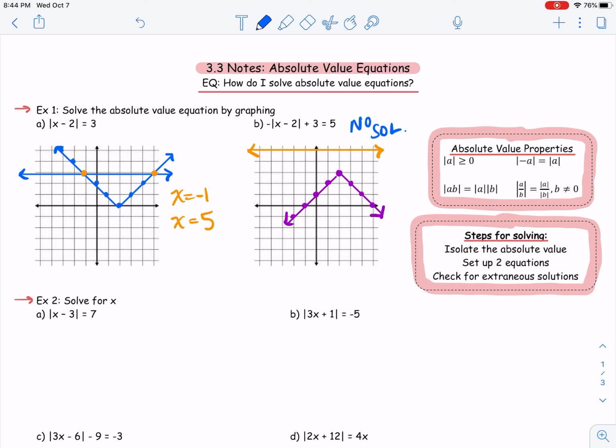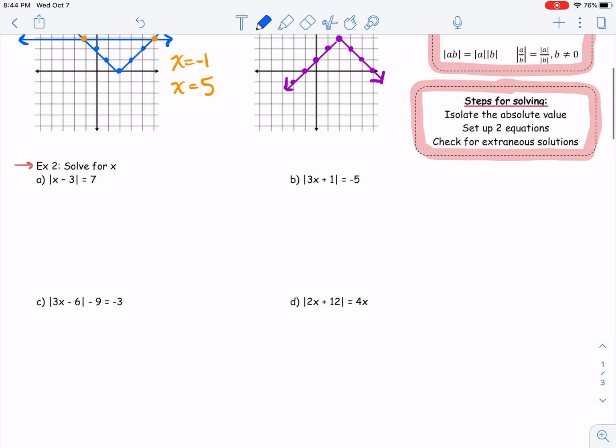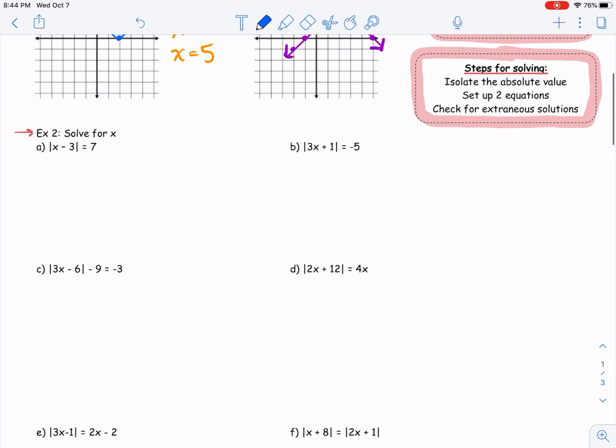Okay, so here on the right hand side, we have those absolute value properties listed again. Those are in our 3.2 notes, so you should be familiar with those properties now. But then underneath, we have the steps for actually solving algebraically, and that's what's happening in our next example. We want to algebraically solve for x. And so there are 3 steps to solving an absolute value equation.